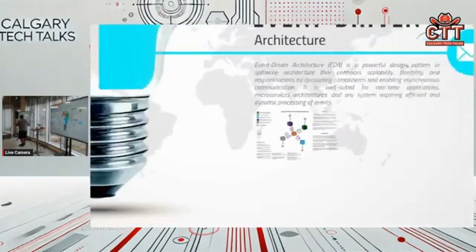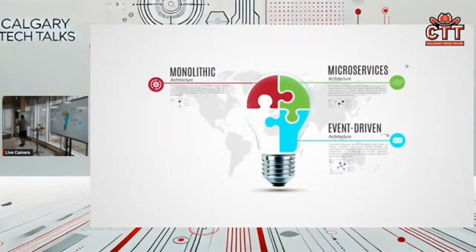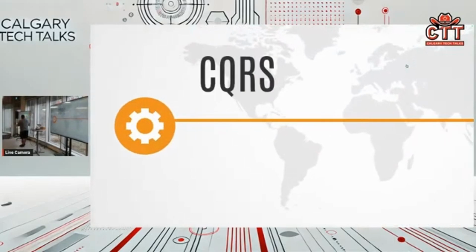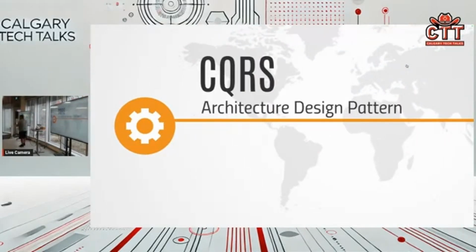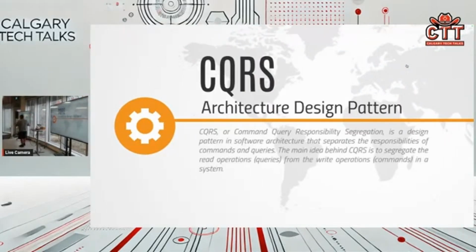Now that we kind of understand what an event-driven architecture is, let's talk about CQRS. That's a really simple concept in software architecture. Basically, CQRS, or Command Query Responsibility Segregation, is a pattern in software architecture that separates the responsibility of commands and queries.